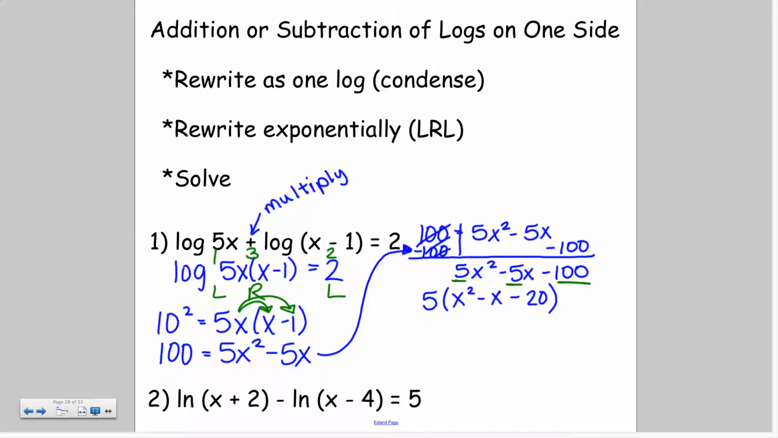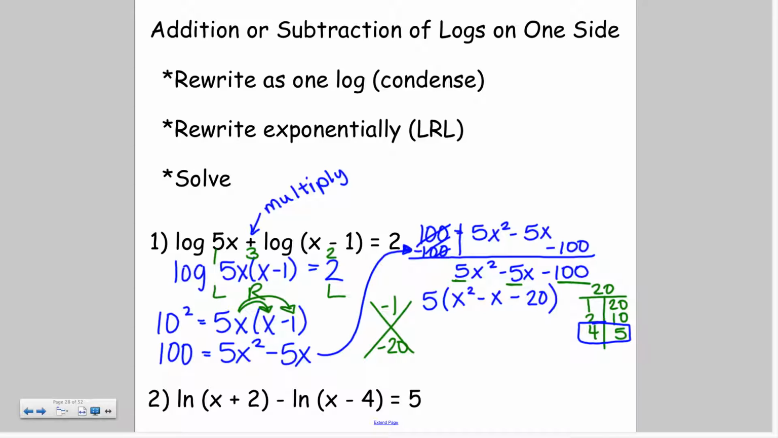Now I can do the x method. So what can I multiply together to give me negative 20, add to give me a negative 1? Now if you remember your factors of 20, 1 and 20, 2 and 10, 4 and 5. Now, if I'm looking at those, which ones could give me 1?